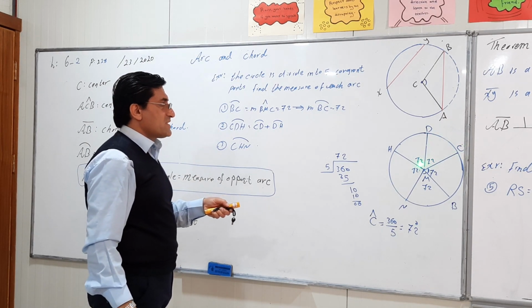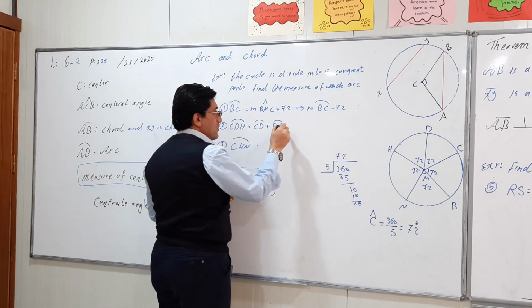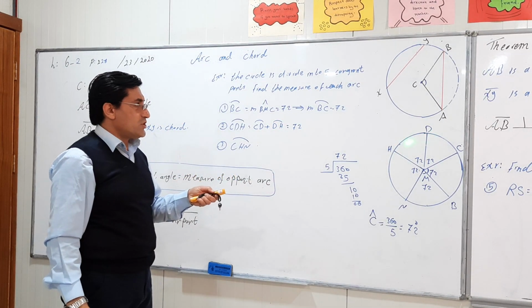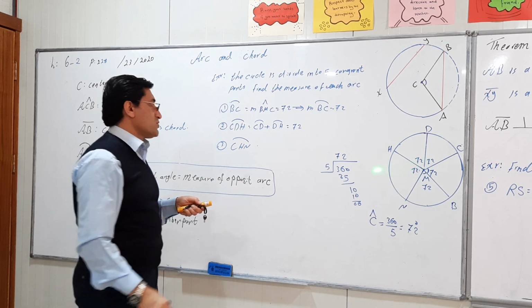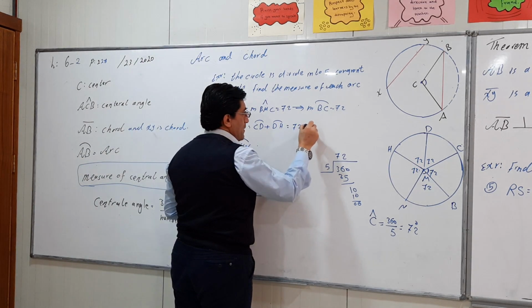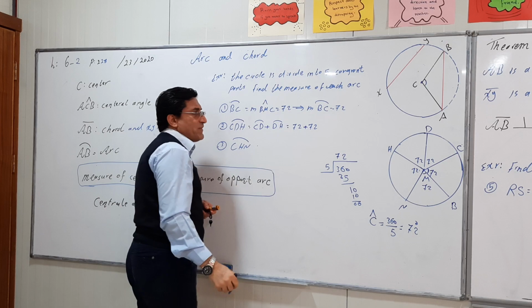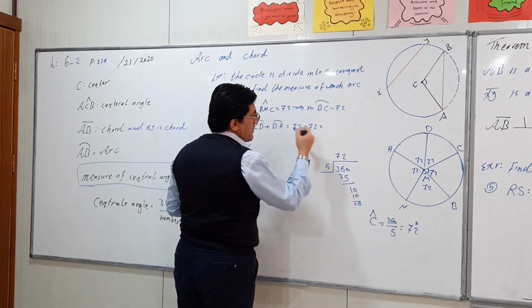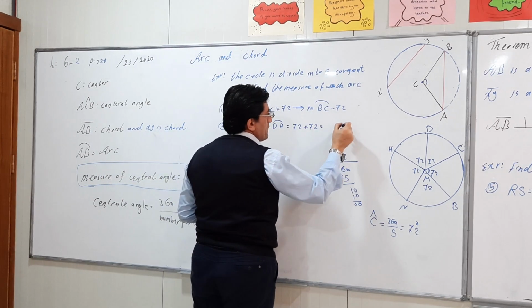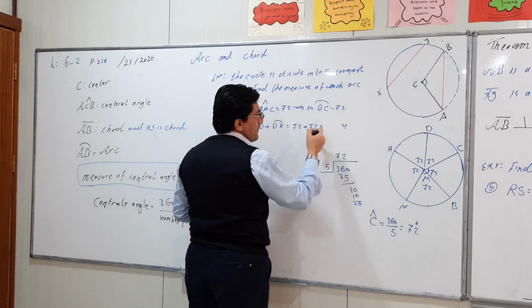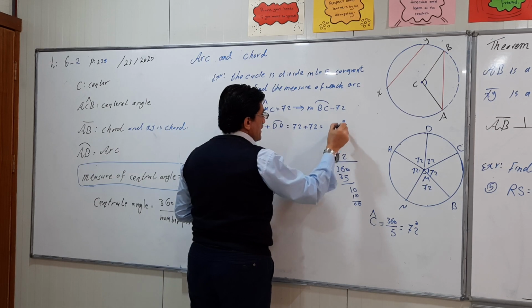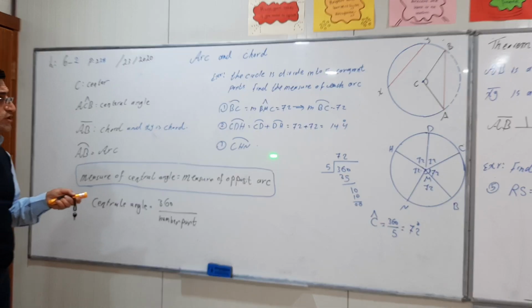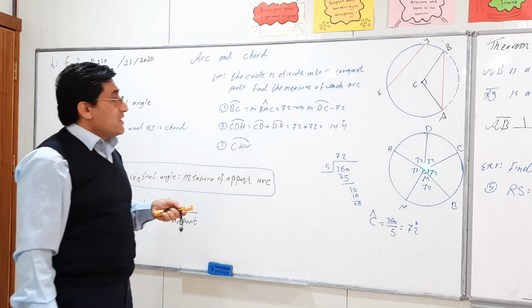Arc CD, opposite to this central angle, equals 72. And arc DH, opposite to this central angle, is also equal to 72. That means the measure of an arc is equal to the measure of its central angle, measured over opposite angles. So 72 plus 72 is 144 degrees.